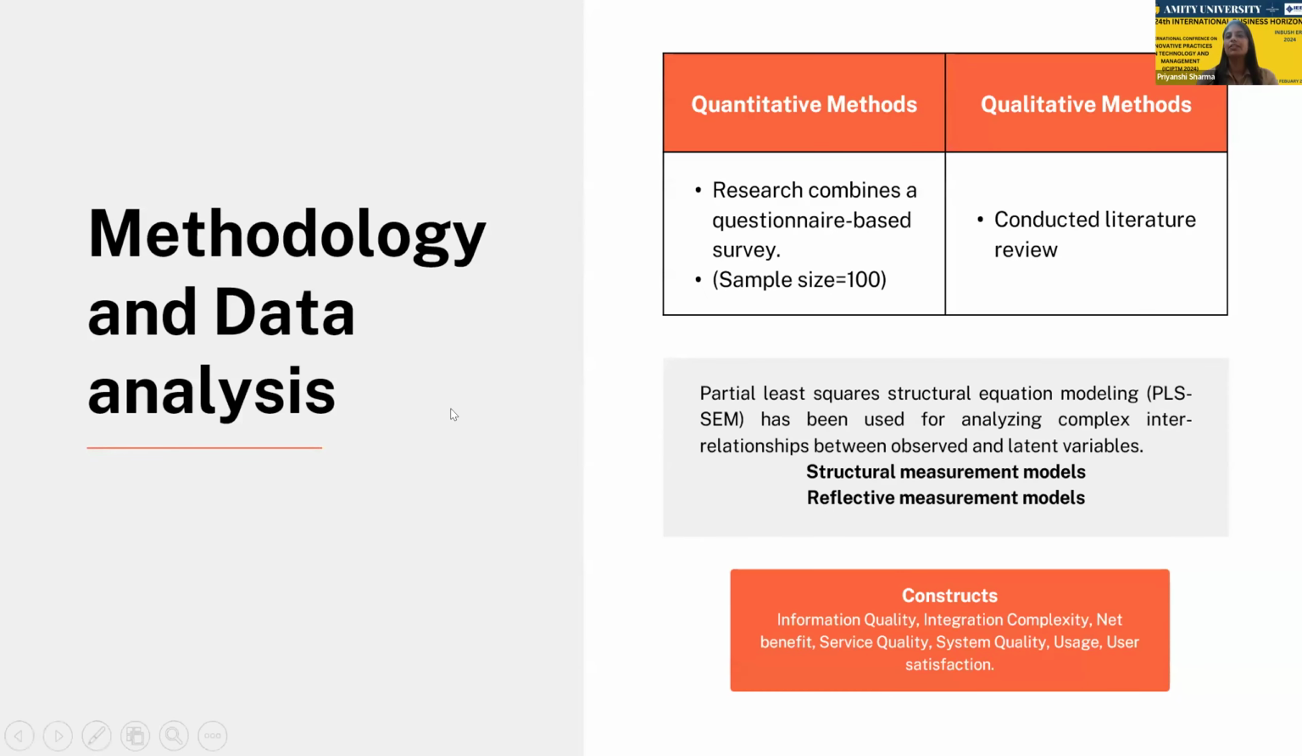Okay, so our methodology has combined methods of quantitative and qualitative. We floated a questionnaire to industry professionals to gather their insights, and we got 100 responses for the same. For the qualitative part, we conducted a literature review. Now for the analysis, we use partial least squares structural equation modeling, since it is better for smaller sample sizes, and it will help us understand the relationships among the variables.